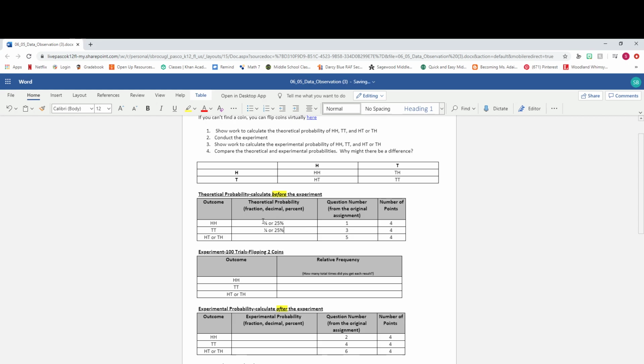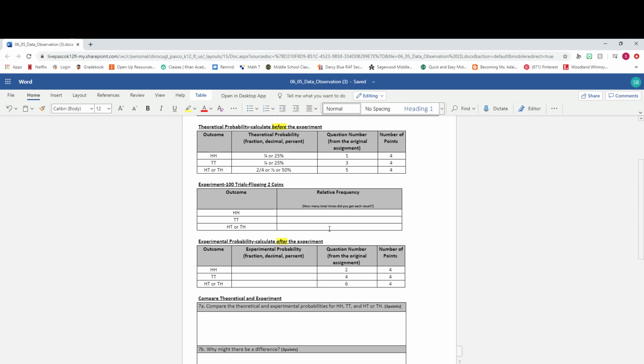To figure out the percentage, I would do 1 divided by 4, which will give me 0.25, which I would then move the decimal place to get 25%. And then my heads tails or tails heads, I see that I had tails heads once and heads tails once, which are really the same exact thing because it's one of each. So that tells me it was 2 out of 4, which is 1/2. And we should all know that 1/2 is 50%. So that's how we do our first box.